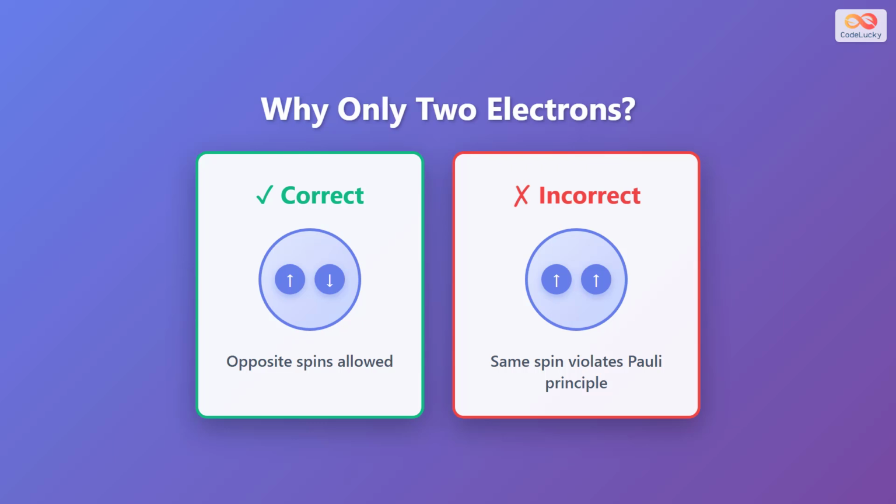You might wonder why an orbital cannot hold more than 2 electrons. The answer lies in spin. Since there are only 2 possible spin states, spin up and spin down, an orbital can only accommodate 2 electrons. If both electrons had the same spin, they would violate the Pauli Exclusion Principle because they would have identical quantum numbers. This is forbidden by the laws of quantum mechanics.